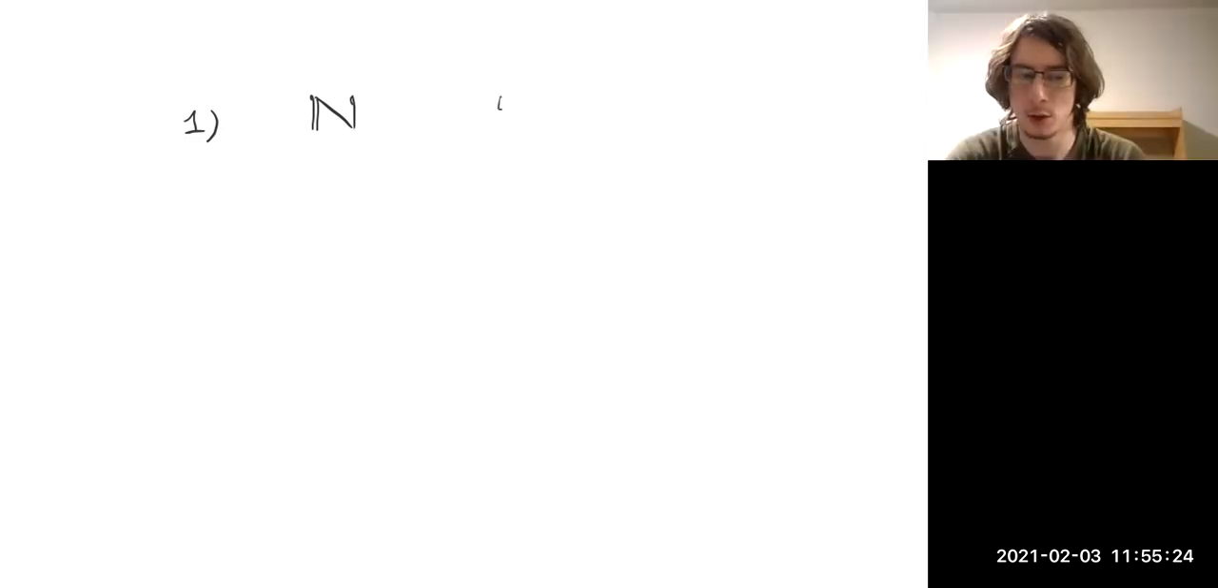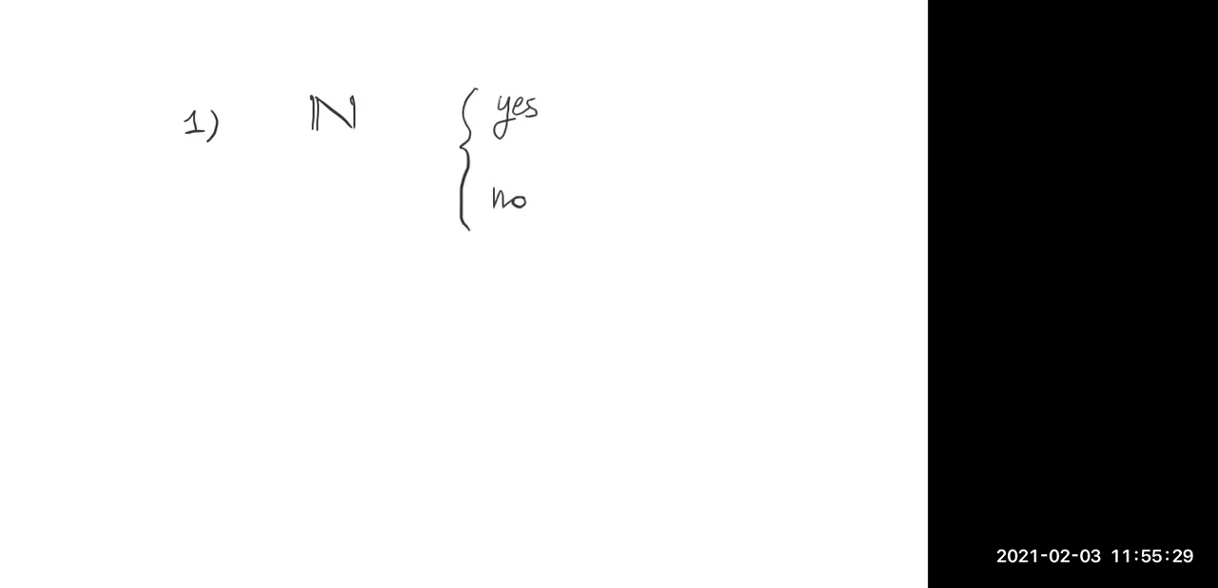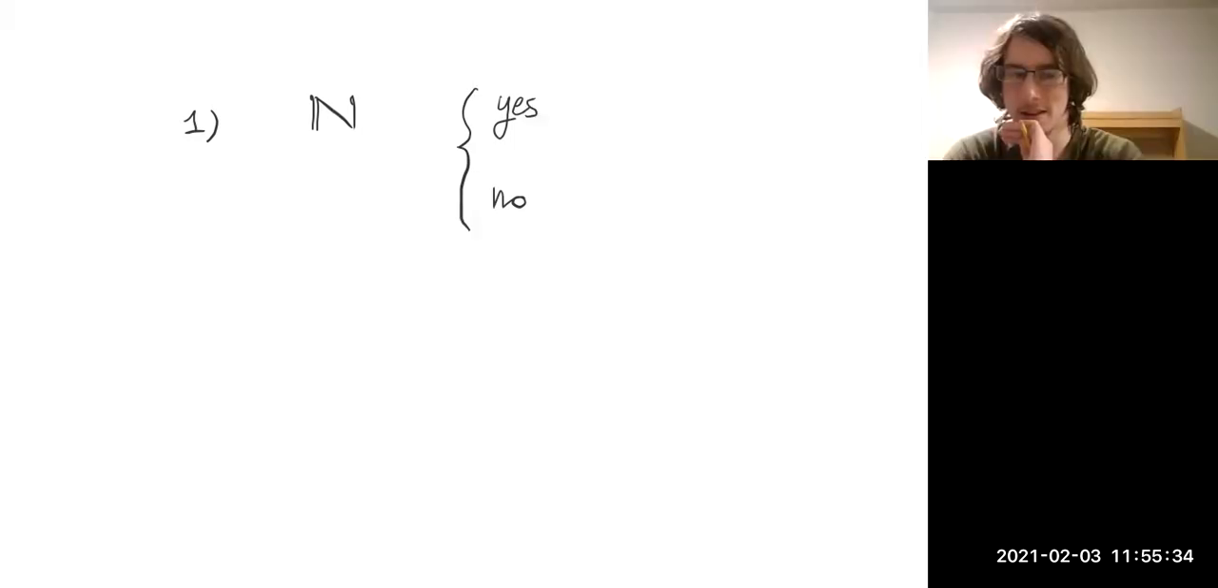So let me ask you a few simple questions. Let's consider N. Is N a field or not, with the ordinary addition and multiplication we have on N? You can unmute yourself and answer. Yes. Okay. No, because there's no multiplicative inverse. Okay, we have both yes and no. Thank you.